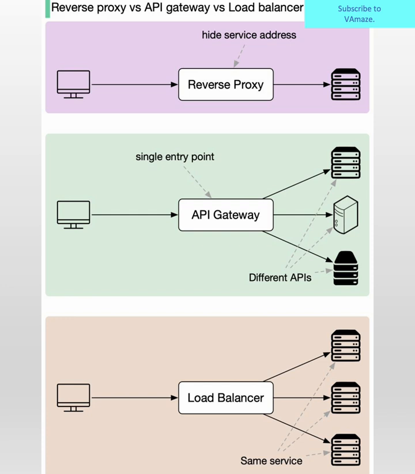Reverse proxy and load balancer. A reverse proxy provides SSL termination and caching, while load balancers handle traffic distribution to backend servers. And all three together. Large-scale architectures might employ reverse proxies for edge optimization, API gateways for service orchestration, and load balancers for individual service scaling.